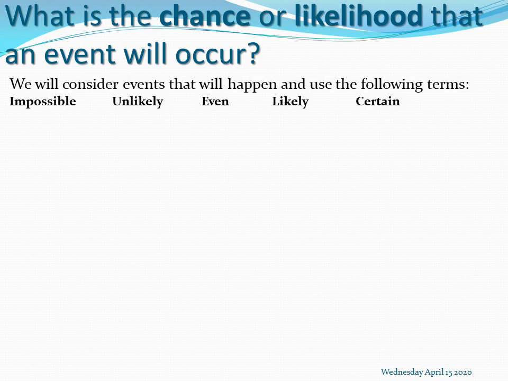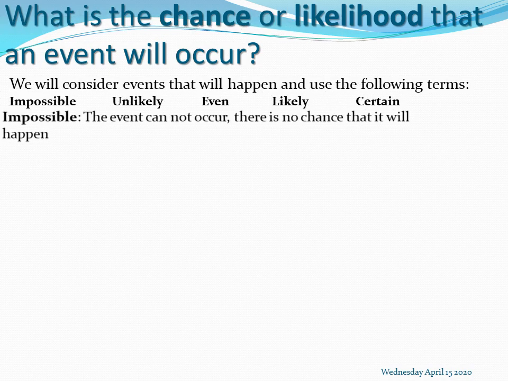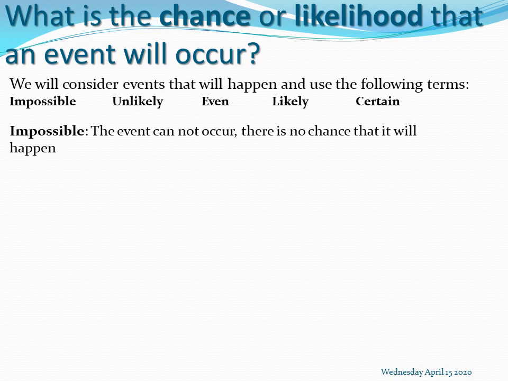So look at the words we have. We'll use impossible, unlikely, even, likely, and certain to describe if the event will occur or can occur or stands a chance to occur or not. Let's look at the first word, impossible. The one I just said to you now about having a party is impossible because of the current state of the country. Now, the event cannot occur, it has no chance of occurring. There is no chance or likelihood that that event can occur.